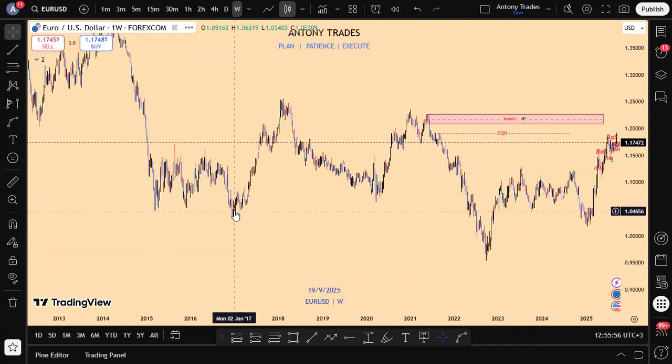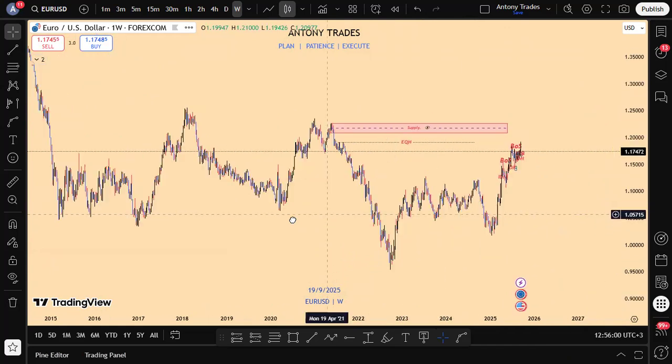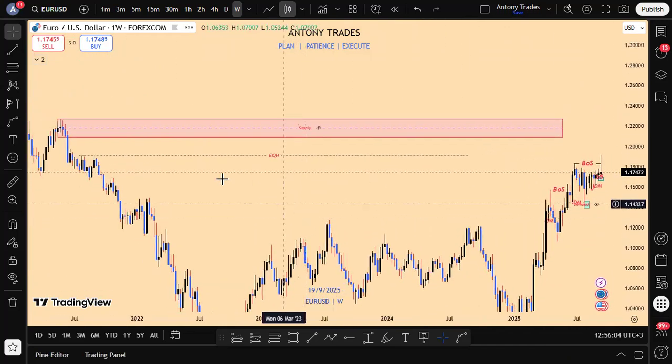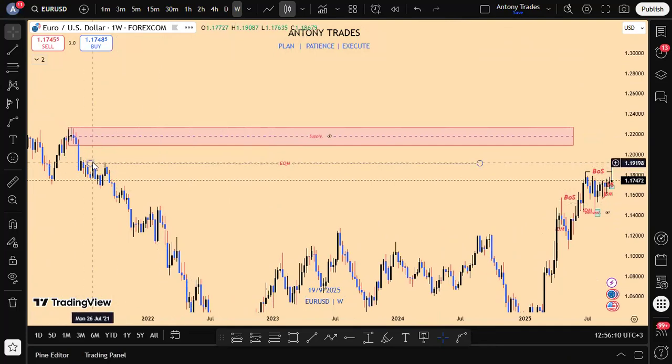If I can zoom in, you can see we have a break of structure here. The same thing with the DXY. So what I can see here from the weekly time frame, we have an extreme point of interest here, and we had equal highs here, which is liquidity, guys.